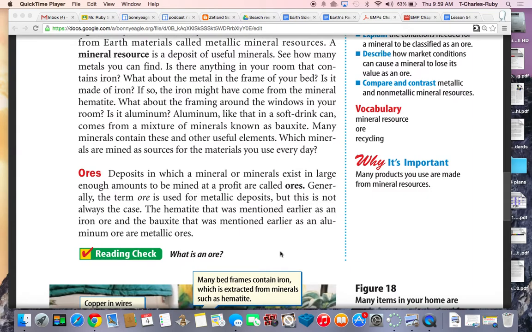Why don't you read about ores for us, Jacob? Okay. Ores. Deposits in which a mineral or minerals exist in large enough amounts to be mined at a profit are called ores. Generally, the term ore is used for metallic deposits, but this is not always the case. The hematite that was mentioned earlier is an iron ore, and the bauxite that was mentioned earlier is an aluminum ore. Iron and aluminum are metallic ores.